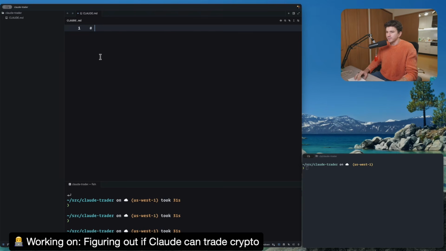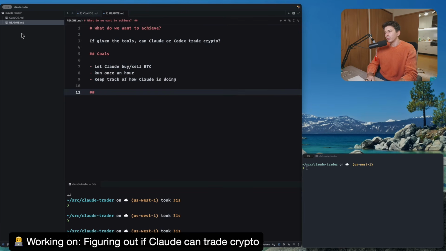The first step was to get this build set up and working. But because I'm not stupid, I wanted to first see if this would actually work and not just burn my money immediately. So I started with paper trading. What is the most simple way to figure out if Claude or any AI can trade crypto? So let me make a new readme.md.